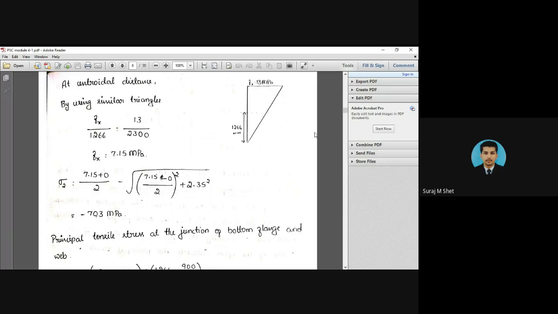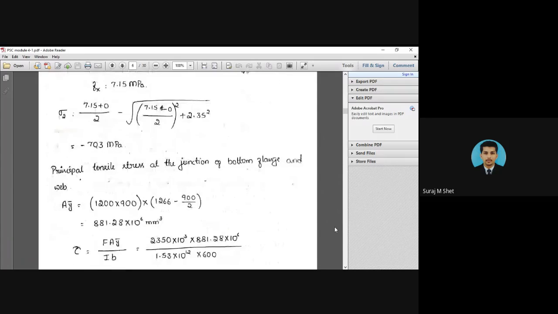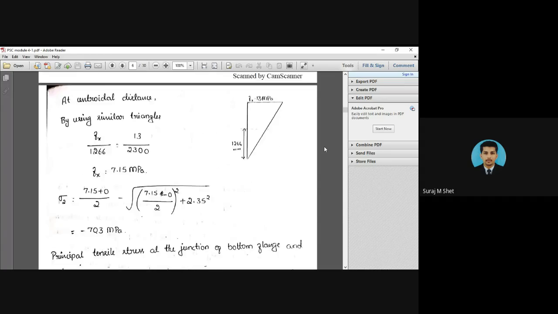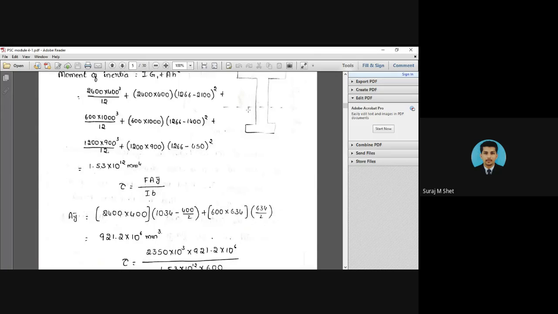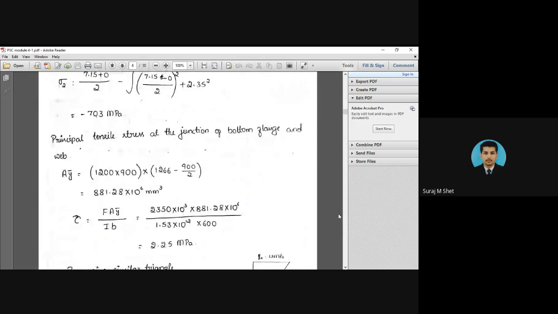They ask to find the bottom. See here. This is the principal tensile stress at the junction of the bottom of the flange and the web. The above expression I calculated from the top, so I calculate this formula from the top, and again I calculate A into y bar and tau from the bottom. Got it? The above expression is from the top, and I calculate the same expression from the bottom.